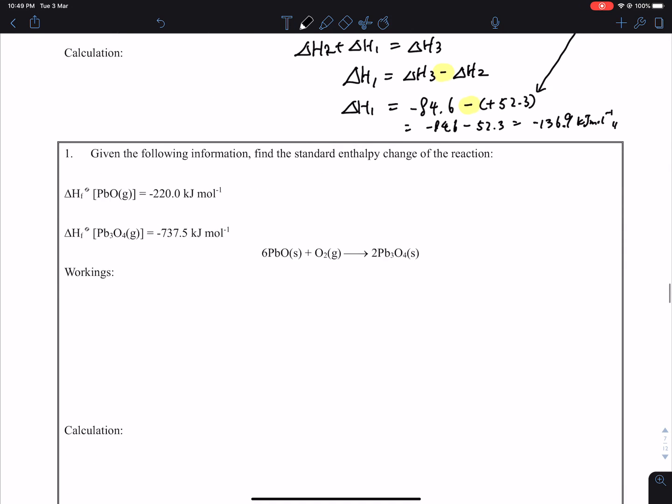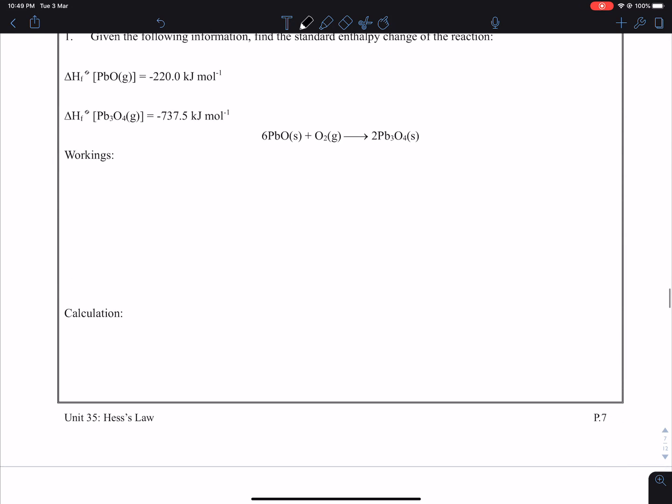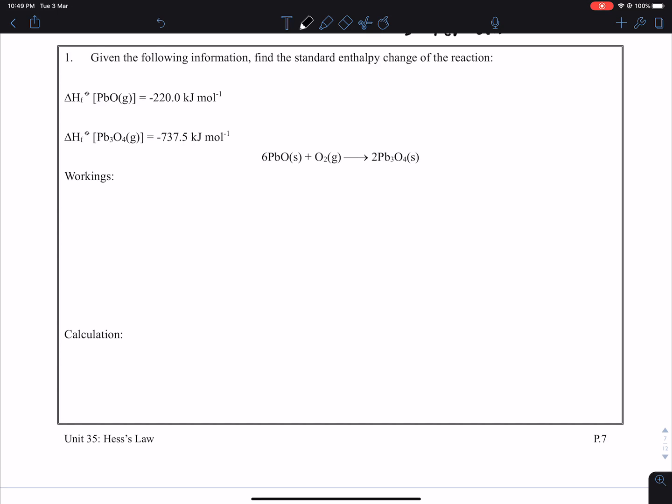Now please press pause in the video. Take 3 minutes to work out the same thing by using the enthalpy change cycle for the following questions. 3 minutes. Then let me show you the answer.